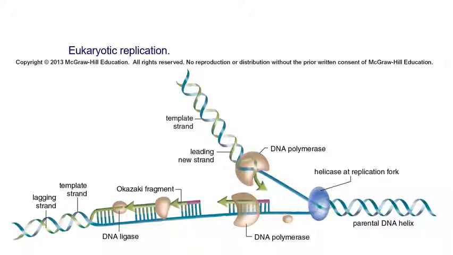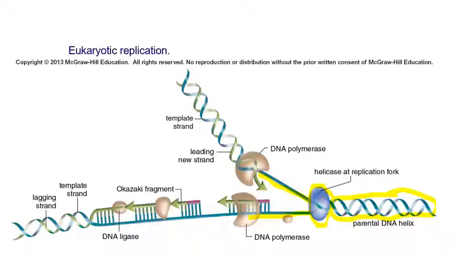Okay. One thing to complicate this process a little bit. So here we're looking at the same process. Here's your parent DNA strand. We're separating it with DNA helicase. That's what's represented by this oval here, the helicase enzyme that's separating those two strands, right? And then we've got a strand going this way and a strand going this way.